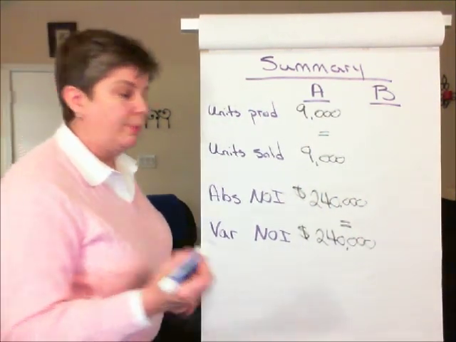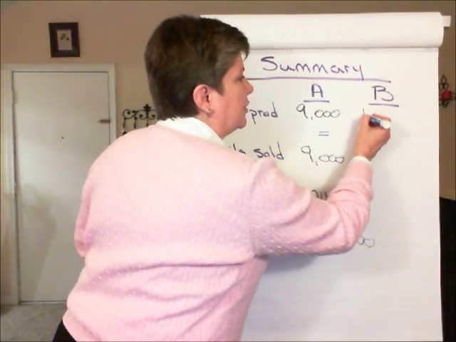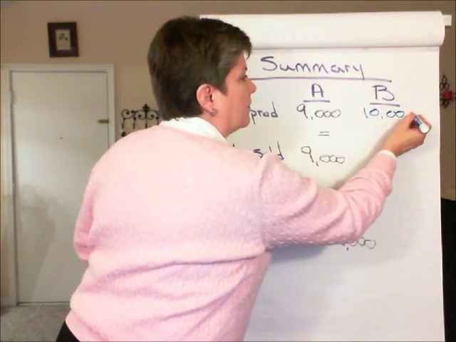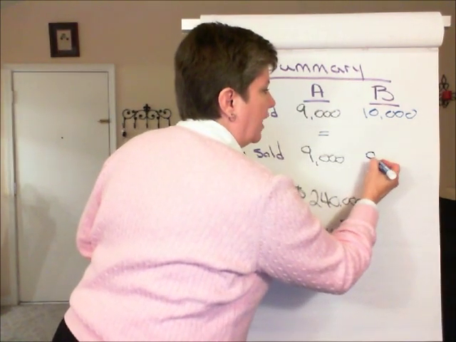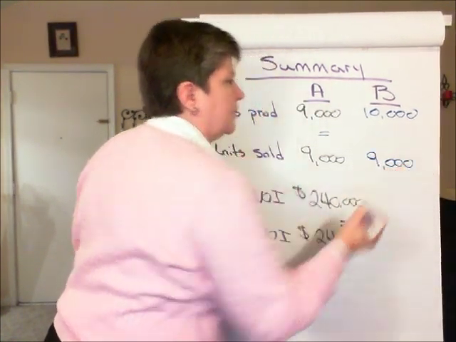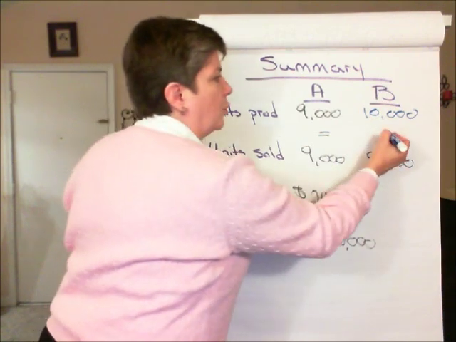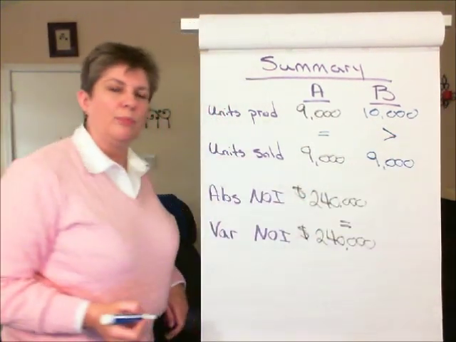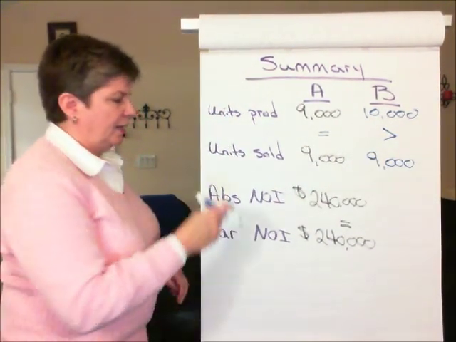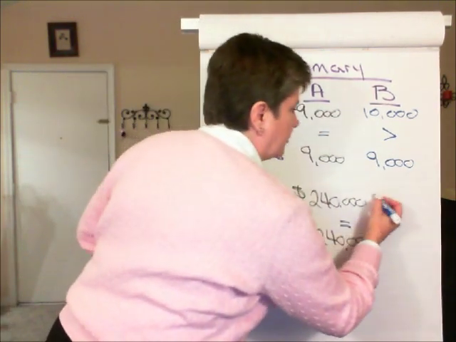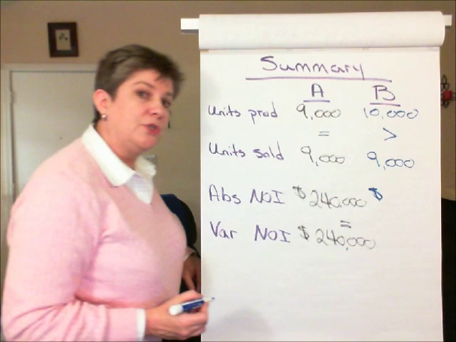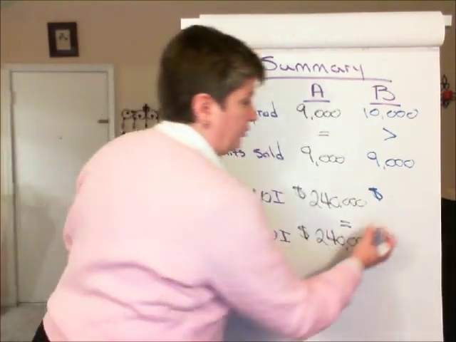Now in scenario B, the number of units produced was 10,000 and the number of units sold was 9,000. So the units produced was greater than the number of units sold. Now, absorption costing net income in scenario B was 285,000.